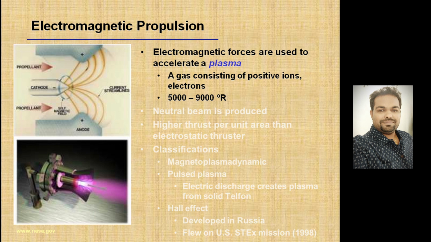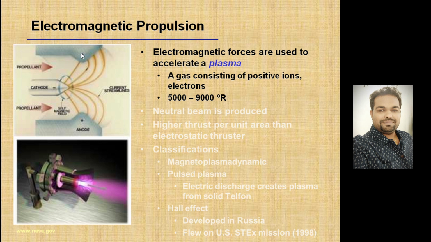Next one is electromagnetic propulsion. So electromagnetic forces are used here instead of electrostatic. Electromagnetic forces are used to accelerate the plasma, a gas consisting of positive ions and electrons. The temperature generated will be in the range of 5000 to 9000 degrees. You look at here, this is the cathode, the cathode tube, and this is the propellant flow.